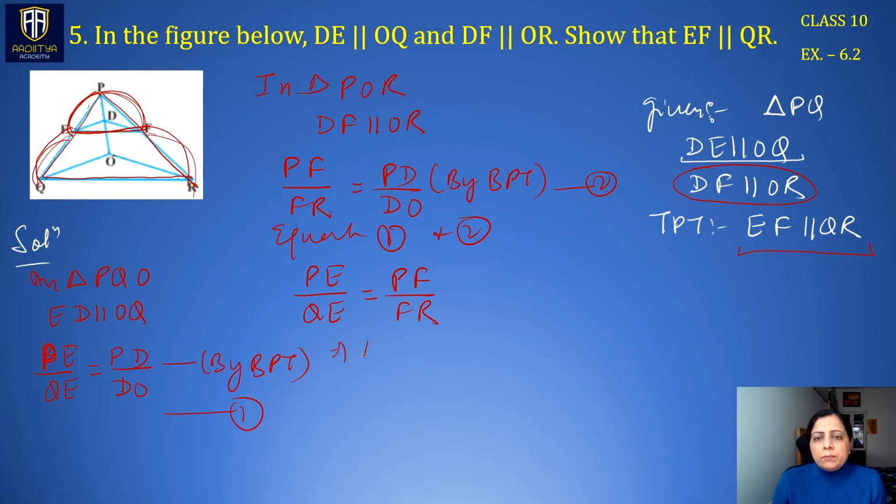So this implies that by the converse of BPT, these ratios are equal. So we are looking for the line which joins E and F, which is EF. Hence, EF is parallel to the base of the triangle, which is QR. So hence we have proved what we wanted to prove. So this is the way we are going to use BPT and its converse.